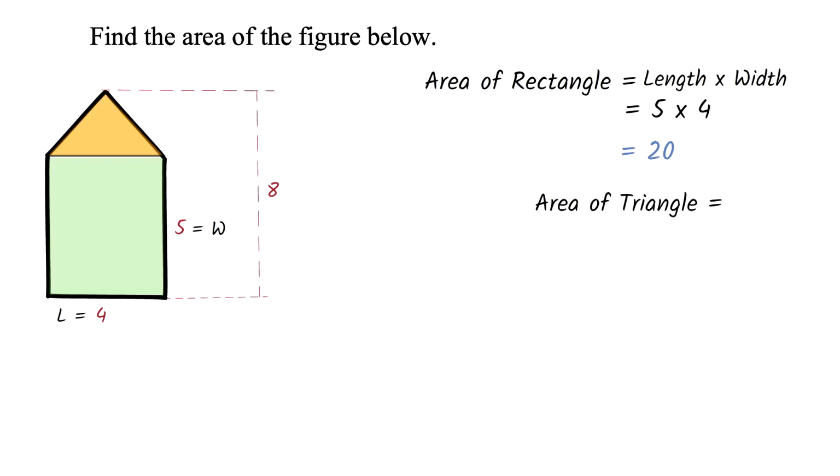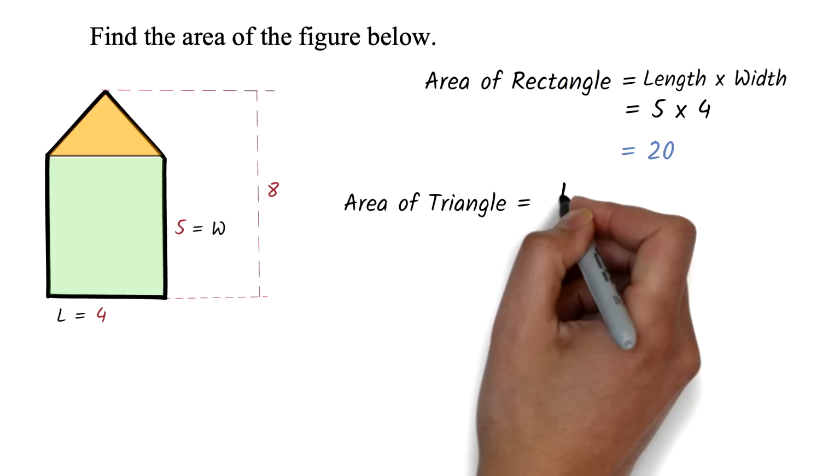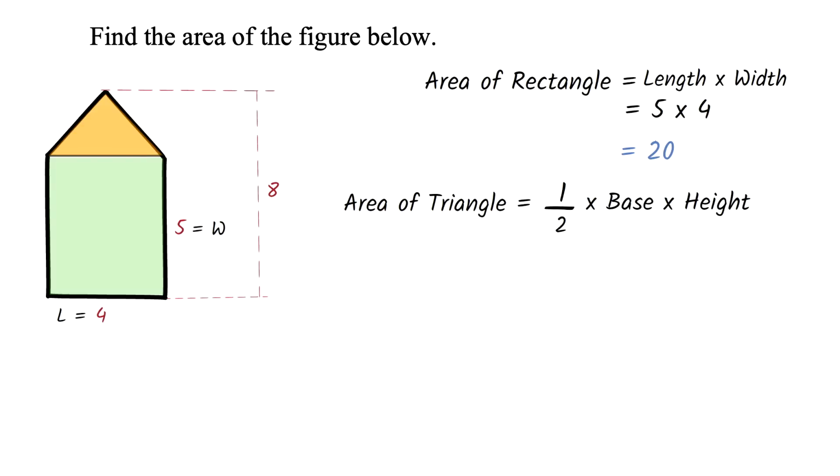Now, we can find the area of the triangle. The area of a triangle is given as half times the base times the height. Here, we have not been directly given the base or the height. Another important skill for the GED is your ability to find missing dimensions from a given diagram.